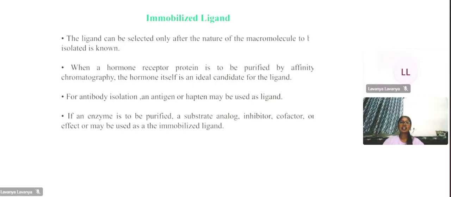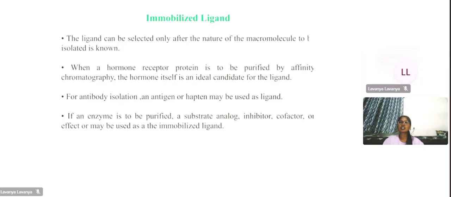Basically, the immobilized ligand means a molecule that has been chemically bound to a solid support, like a column or a sensor surface. The ligand can be selected only after the nature of the macromolecule to be isolated is known. When a hormone receptor protein is to be purified by affinity chromatography, the hormone itself is an ideal candidate for the ligand.